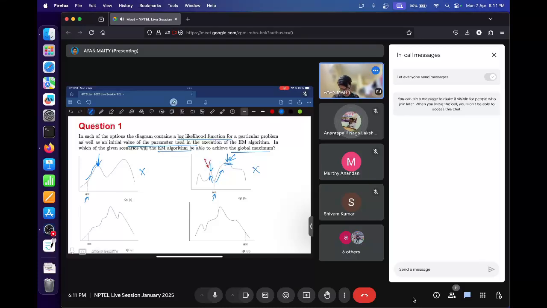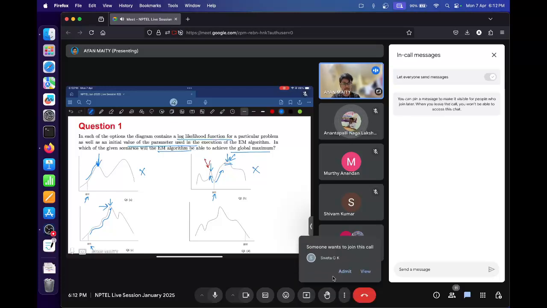This is also not happening. The third figure, C. This is the starting point, and we see that there is no local maximum in its path from the starting position to this global maximum, where the local maximum basically means derivative value is 0. There is no such local maximum point from its starting position to the global maximum. So in this scenario, it will be able to reach this global maximum point, because it is not getting stuck at any local maximum point.